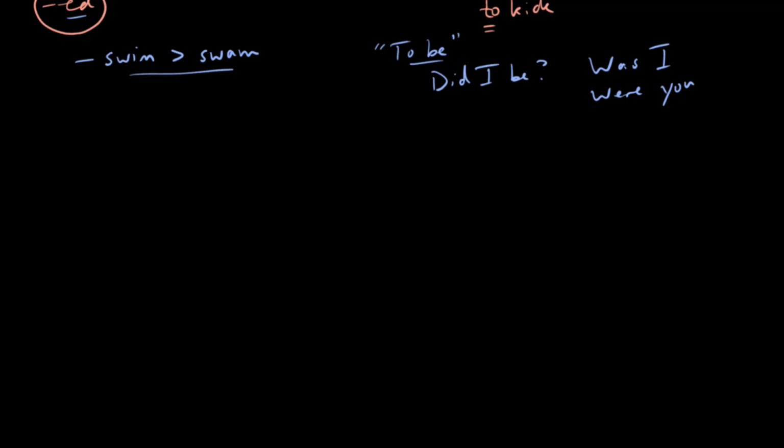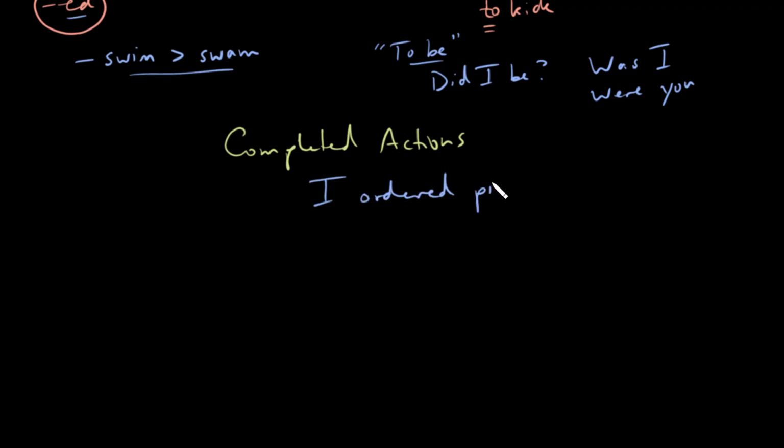So, first of all, we have completed actions. Completed actions. And this is very common. If you say, for instance, I ordered pizza. I ordered pizza. That's an action that has been completed at one point. It's a fairly definite moment in time, and we use the past simple tense.